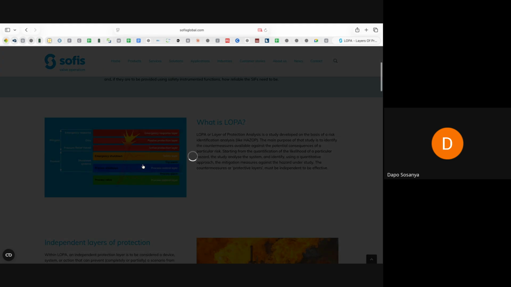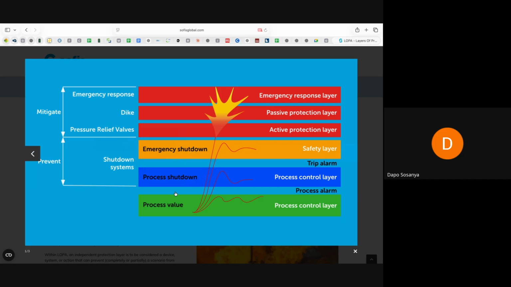All right. So this is the layers of protection. You can see where it is green. As the process is functioning within this layer, you can see the graph there. That is the process control layer, and that is where everything is working fine. Everything is green, good to go.